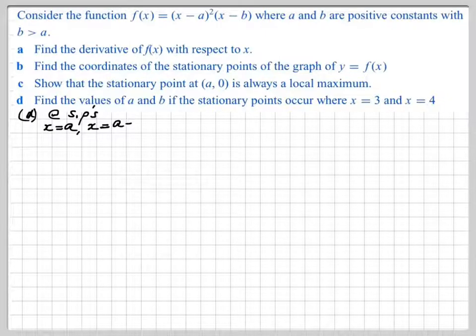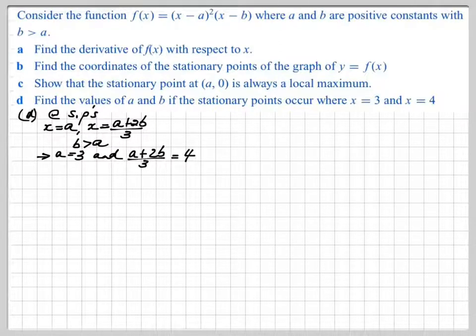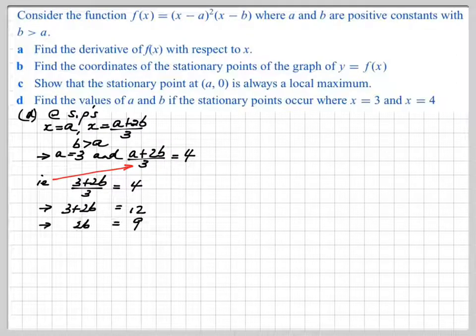Stationary points where x is A and x is that thing. Okay, now you know that B is greater than A, so therefore A has to be 3, doesn't it? Of course it does. A has to be 3. So therefore we just plug that into the second one, and call it 4. And it's all over bar the shouting. And we just solve it for B, and we get B is 9 over 2, and then we can do some boxing again, I think.